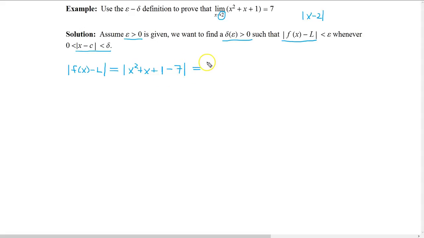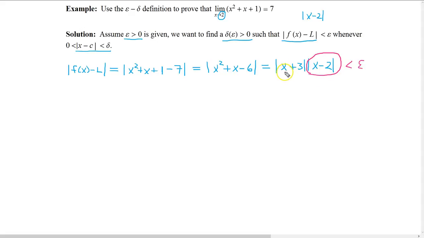Notice that this factors as, alright, now we see right here is our x minus c. So this part we want to keep. And what we want to do now is set this less than epsilon.